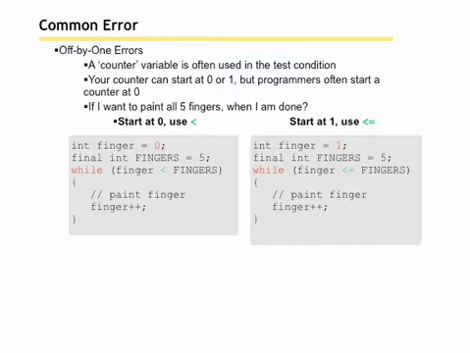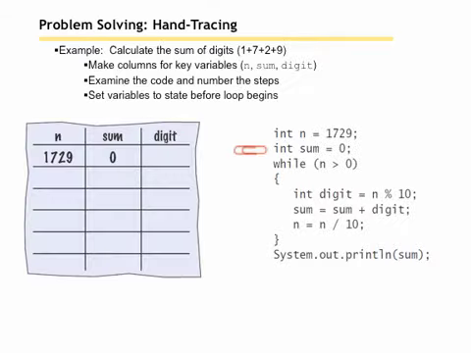If you look at these two examples, if we want to loop 5 times and we initialize our loop control variable at 0, we will loop while that loop control variable, finger, is less than 5. If we initialize that loop control variable at 1, we're going to loop while finger is less than or equal to 5. So notice the use of the less than versus the less than or equal to. Be careful of that when you're writing loops. It's common to have an off by one error.